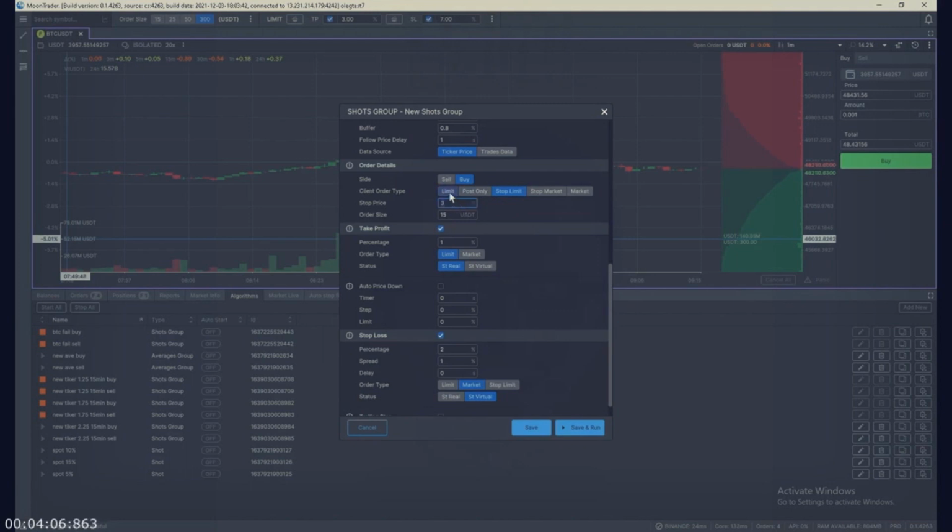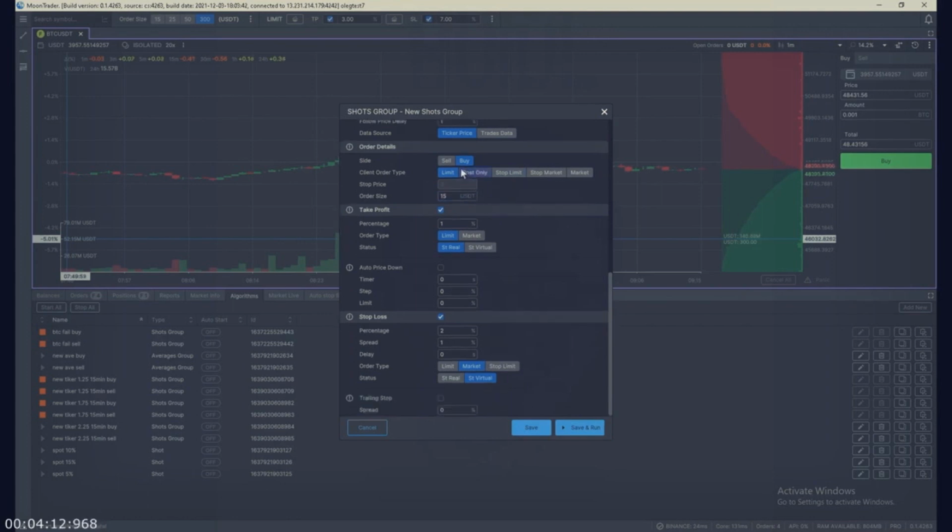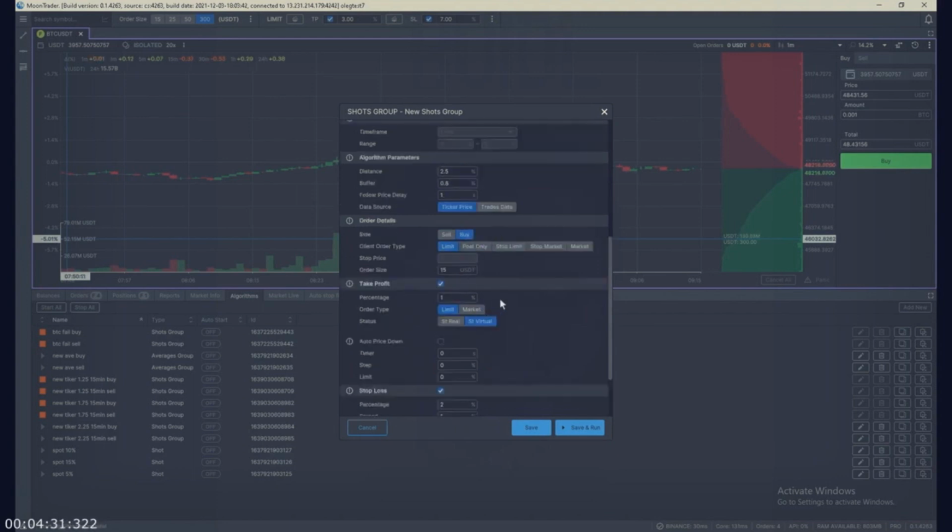In the order size line, we specify the size of the order. Take profit enables automatic take profit placement after the initial order is executed. In the percentage line, you set the distance from the price at which the order was executed to the take profit order in percent. In the order type line, we choose the take profit order type, limit or market.